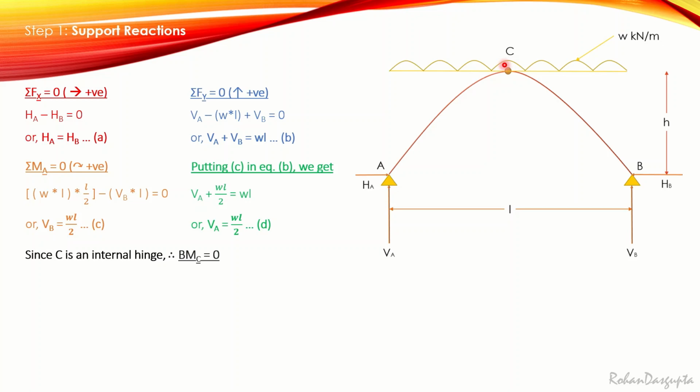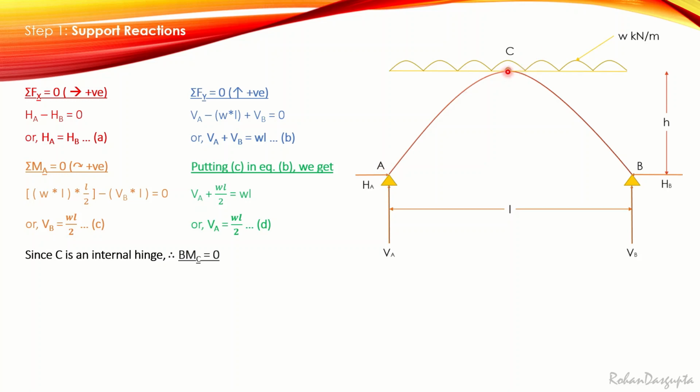So here in this case, I am going to consider the section towards the left of C, and the sign convention for that is sagging moment is positive and hogging moment is negative. To simplify it, in the left of section I will have clockwise moments as positive and anti-clockwise moments as negative. So keeping that in mind, let's see about C.